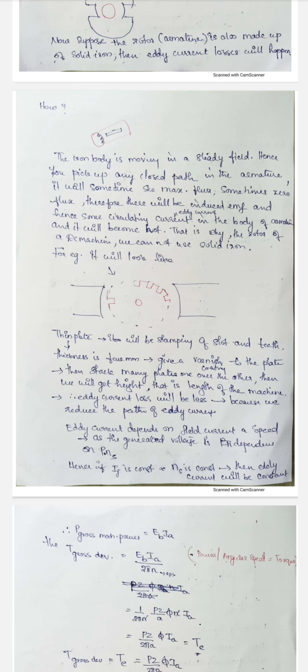The thickness of each plate will be only a few millimeters, and each plate will have a varnish coating. If there are so many plates like that, all the plates are perfectly aligned, the teeth of all the plates and the slots of all the plates, so that you get longer teeth.